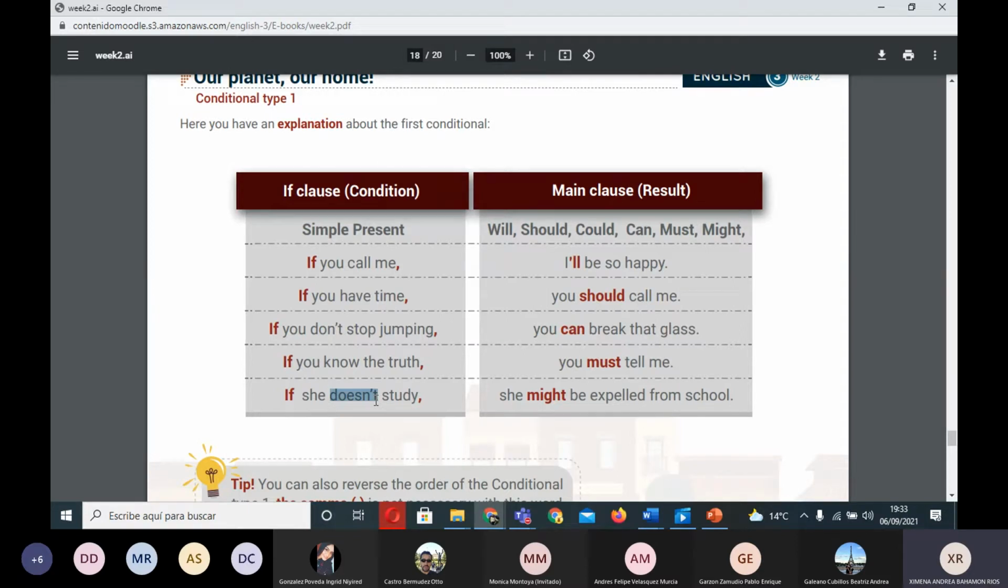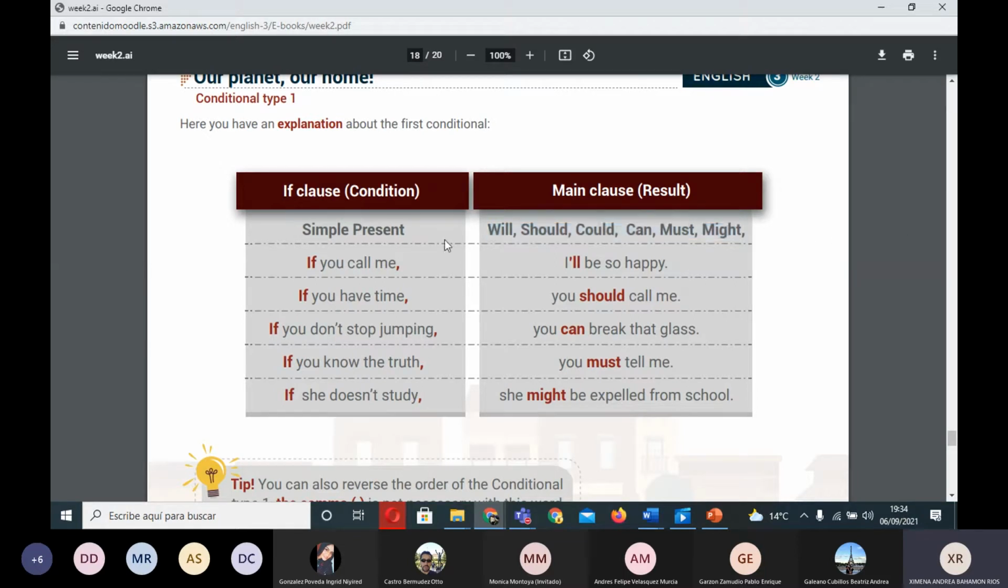Now, observing the other part, the result or the consequence of that part, we have different possible words to use. We can use these modal verbs: will, should, could, can, must, and might. These are situations that we can also find. Maybe they are not very common, not very used by people, but they exist.